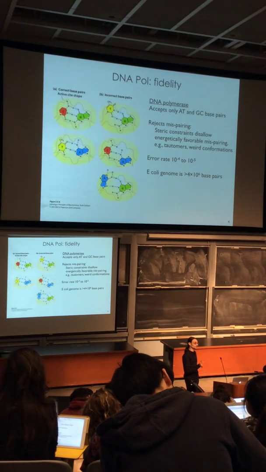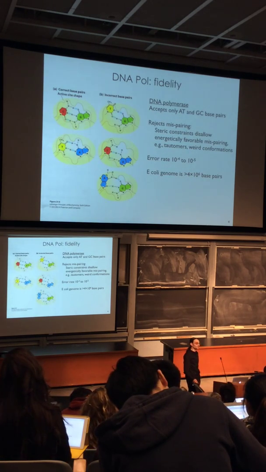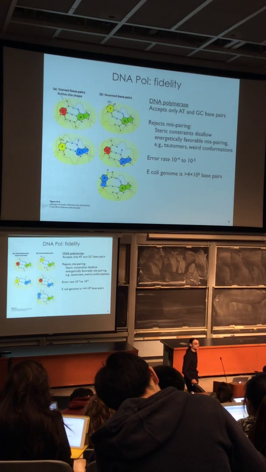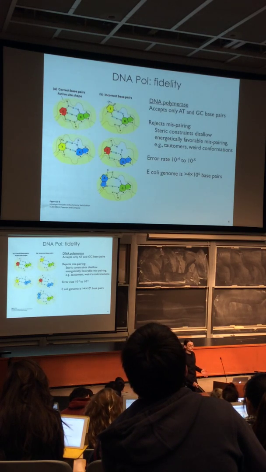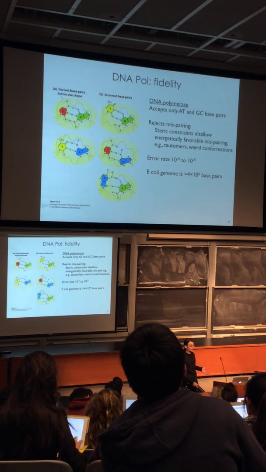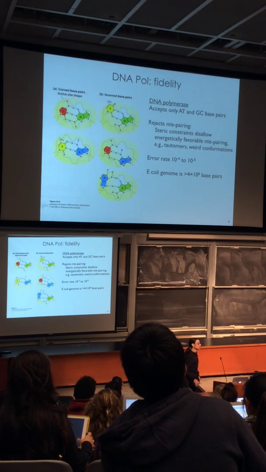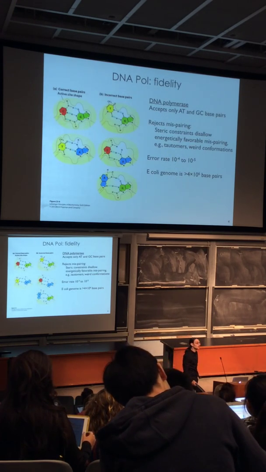It has to be very specific for those base pairs, or it's going to introduce mutations into the DNA. And so the polymerase uses steric constraints to ensure that only the correct base pairs can be incorporated. Of course the AT and the GC base pairs are the energetically most favorable base pairings that can happen in DNA, but there are other pairings that can occur. For instance, G and T can mispair in a way that's not as energetically favorable as G and C, but is actually still pretty reasonable.